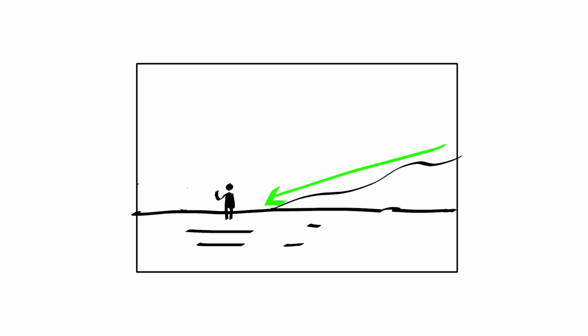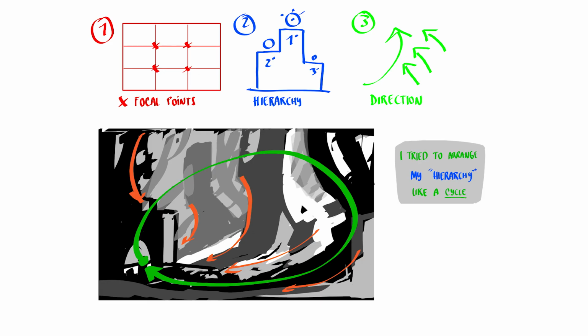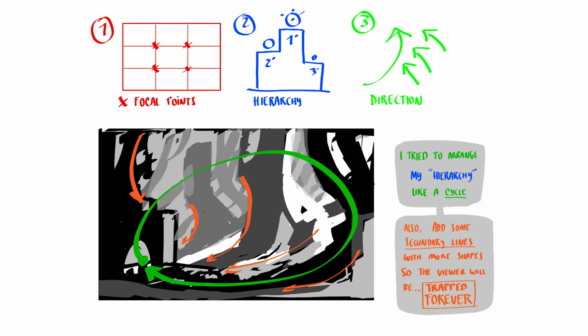For example, here we are with this little dude alone in the desert, but if we add a mountain in the background, this will work as an arrow that makes us look at him. This direction can be anything, like a cloud or like a sign. Coming back to this background, I tried that my hierarchy works like a circle. And also I add some secondary elements so the viewer will be trapped in a loop inside the composition forever.